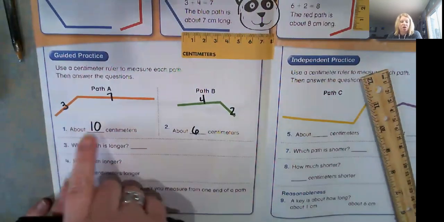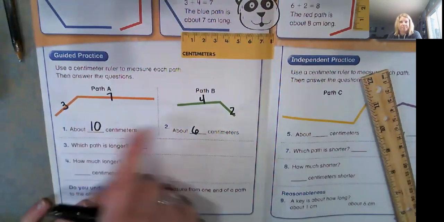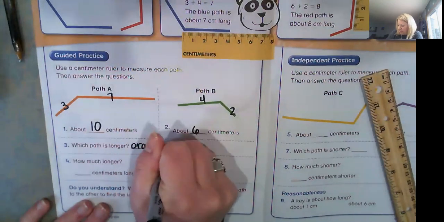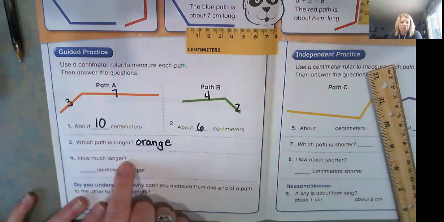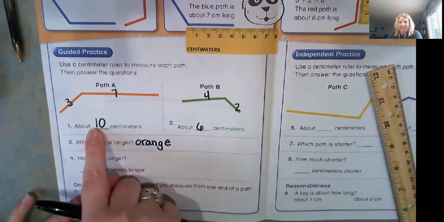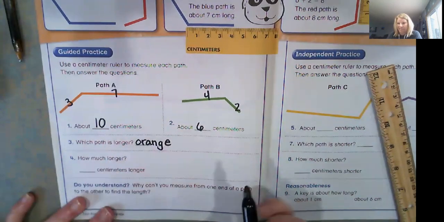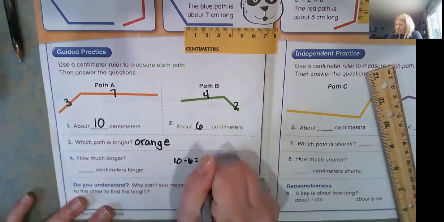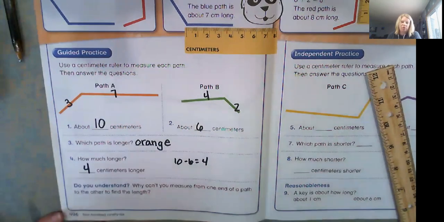So which path is longer? Orange, right? Because orange is 10, and 10 is a bigger number than 6. How much longer? Well, I'm going to subtract, and I can do that in my head, but if I can't, you can write it down. So I'm going to do 10 minus 6, and I know that is 4, so it's about 4 centimeters longer.